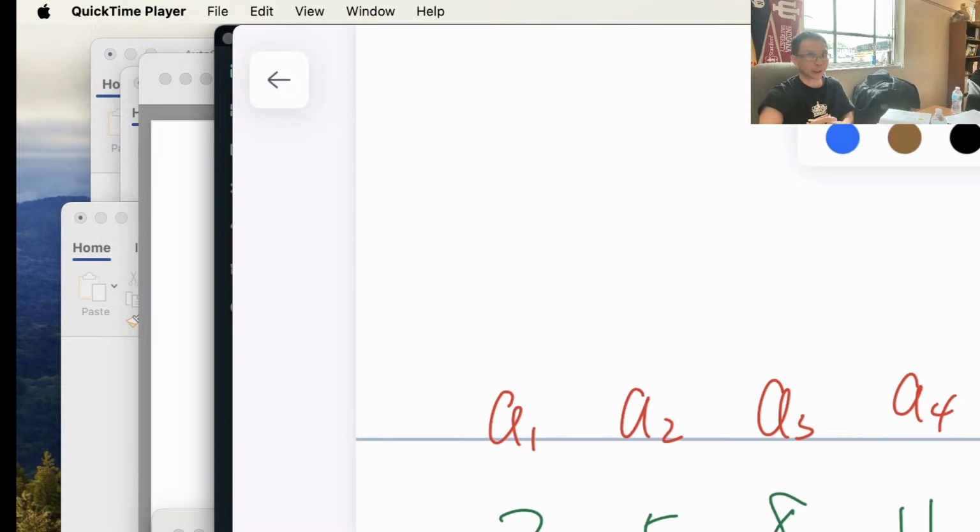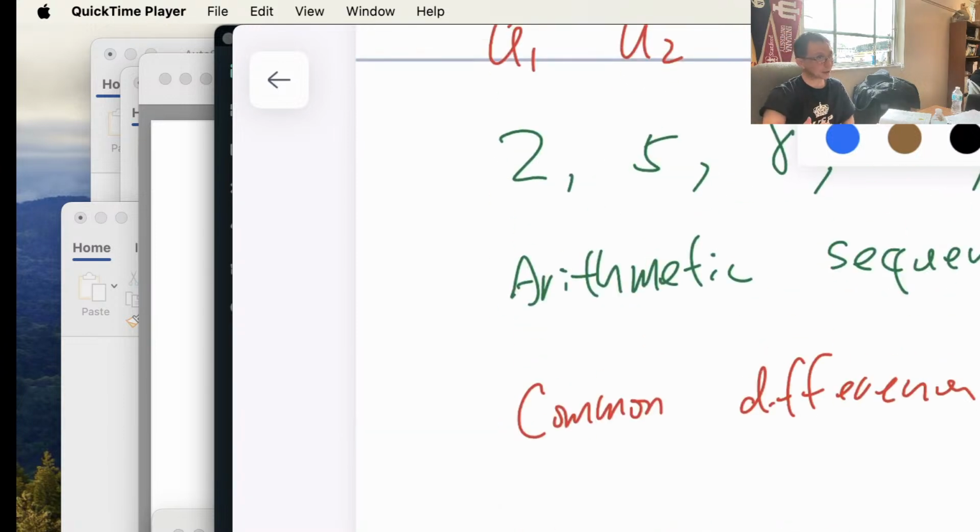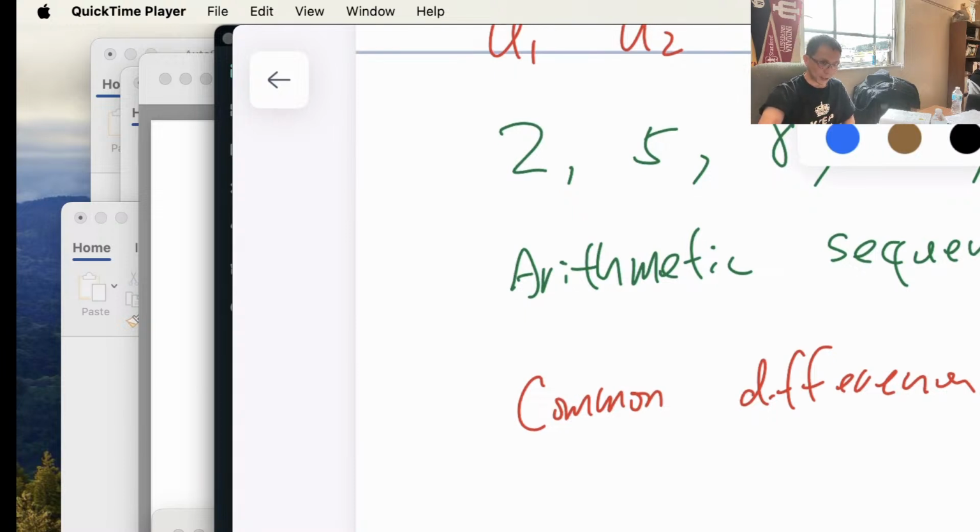Now what's cool is there is a way to represent a sequence. So A N, especially for an arithmetic sequence, is equal to A1 plus D times N minus 1. And you're like, wait, what is this? This formula, if you try to memorize it by heart, is really hard to memorize.